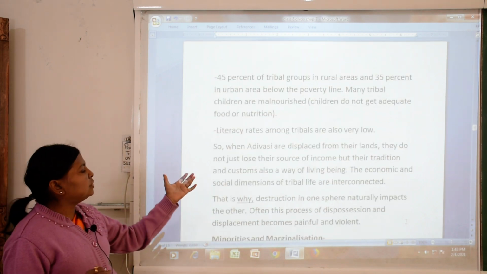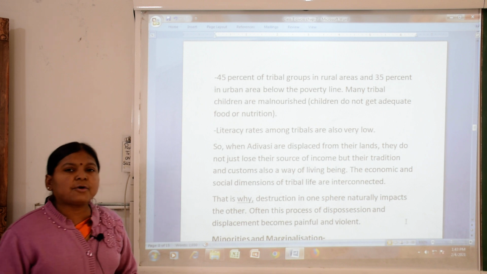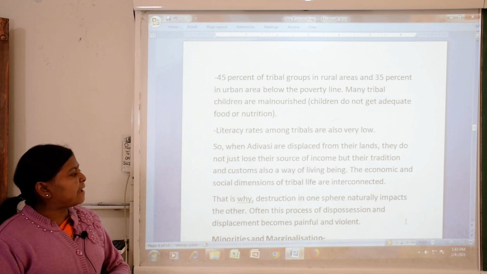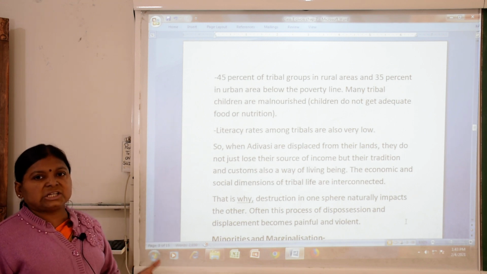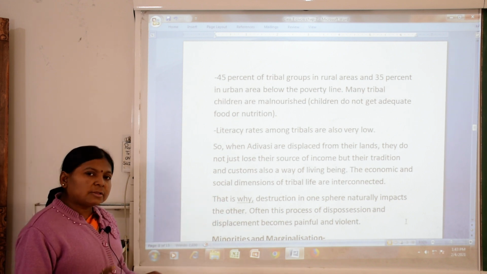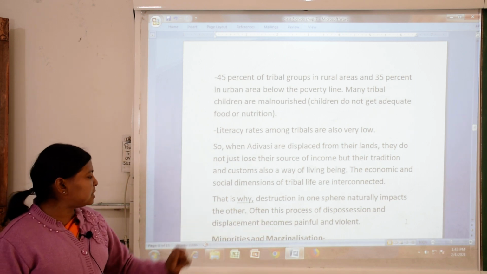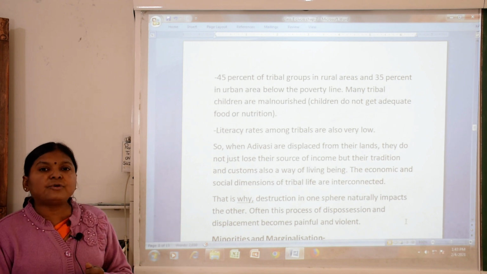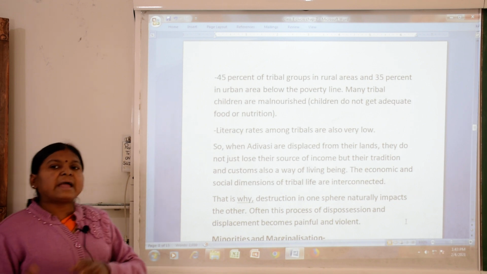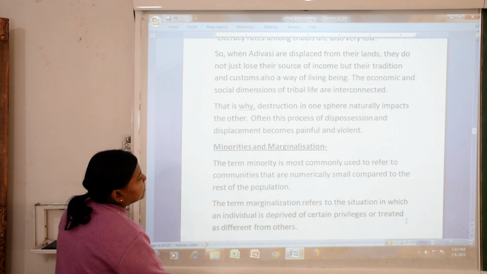They do not just lose their sources of income, but their traditions and customs also change, along with their way of living. Do you know the economic and social dimensions of these tribal lives are interconnected, so all will be changed. You see, that is why destruction in one sphere naturally impacts the other. So often this process of dispossession and displacement becomes very painful and violent for the people who are living in one place and are forced to migrate from one place to another.